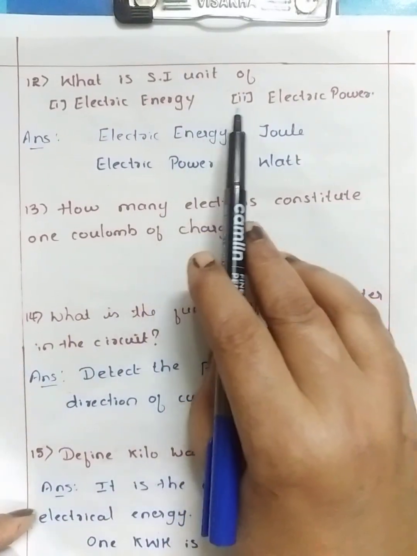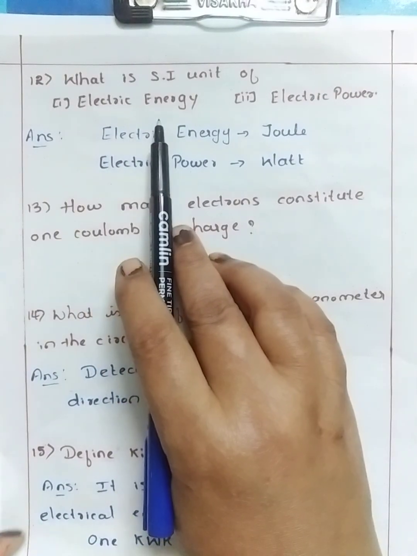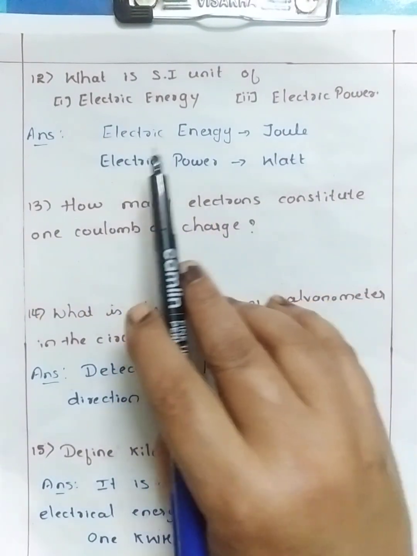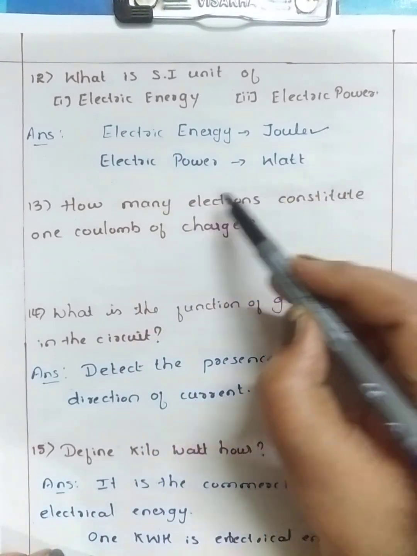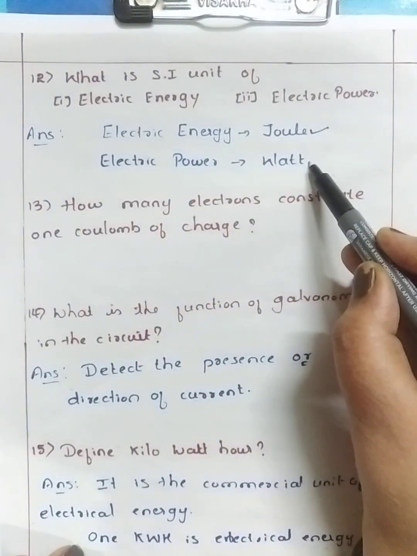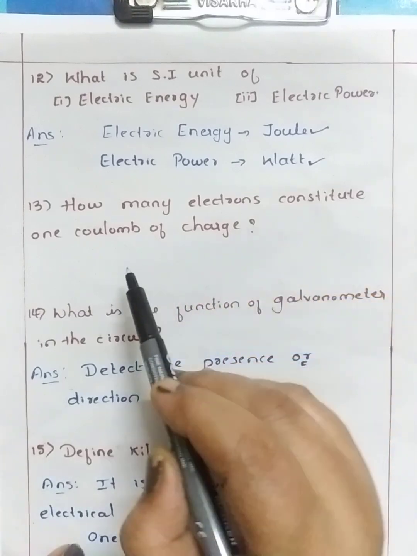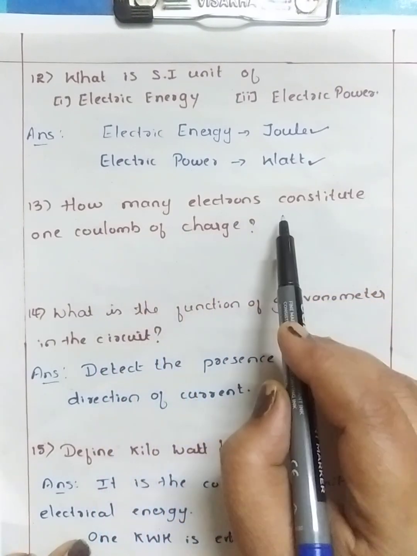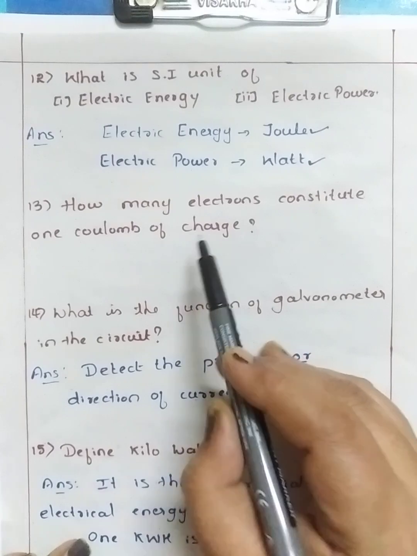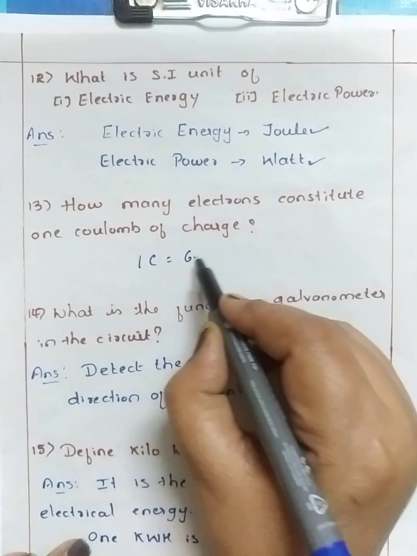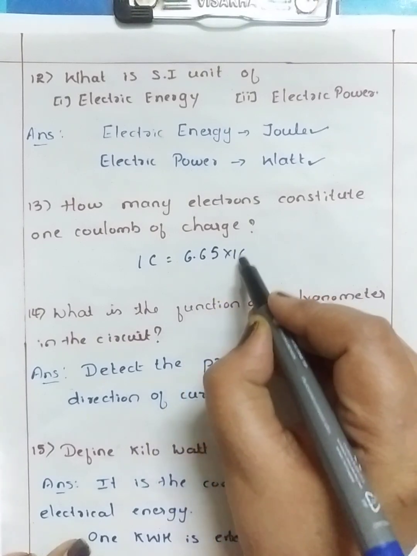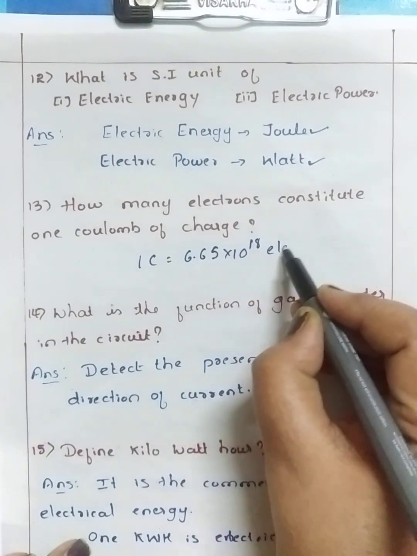what is the SI unit of electrical energy and electrical power? So the unit of electrical energy is joule, and electric power is watt. Next one is, how many electrons constitute 1 coulomb of charge? So 1 coulomb of charge carries 6.25 into 10 raised to 18 electrons.